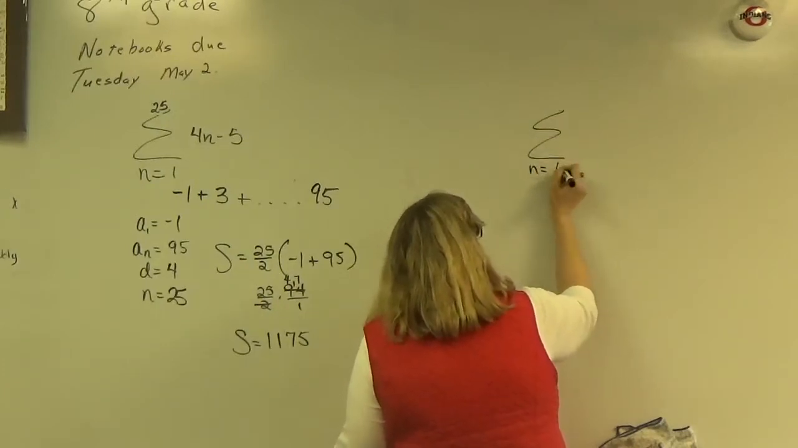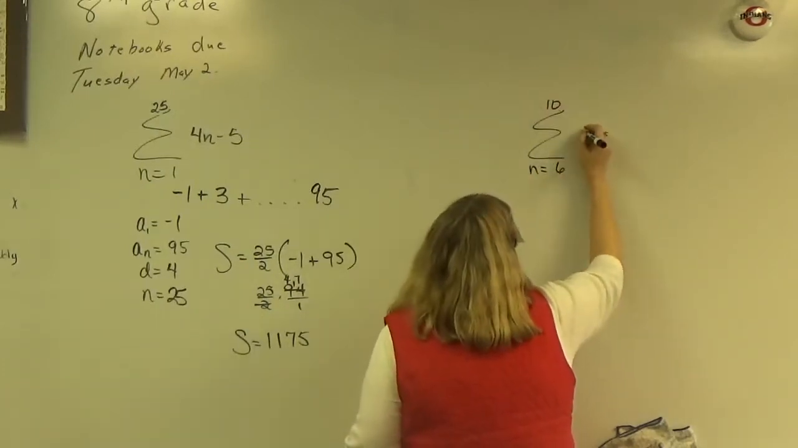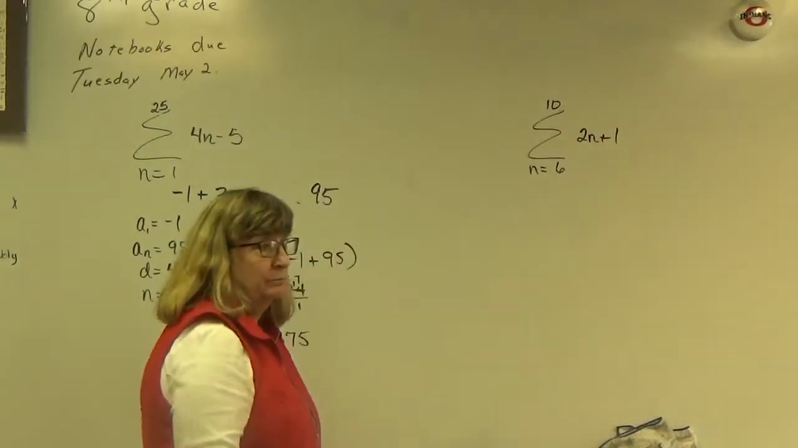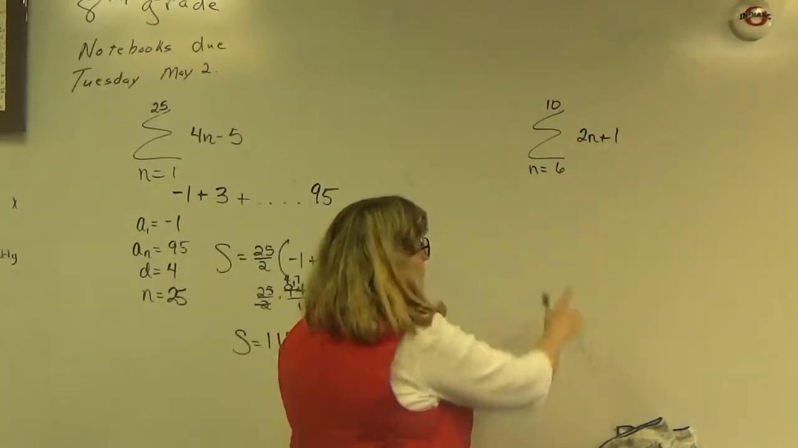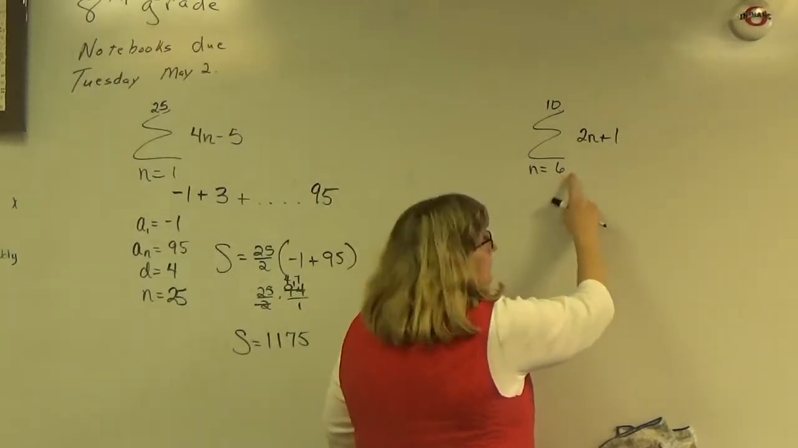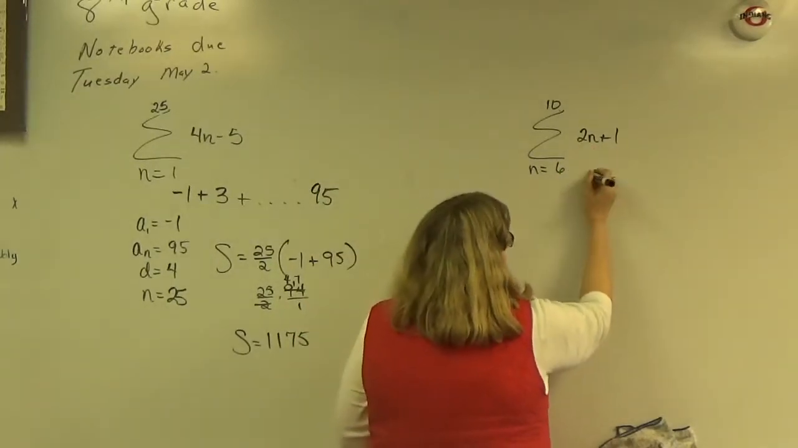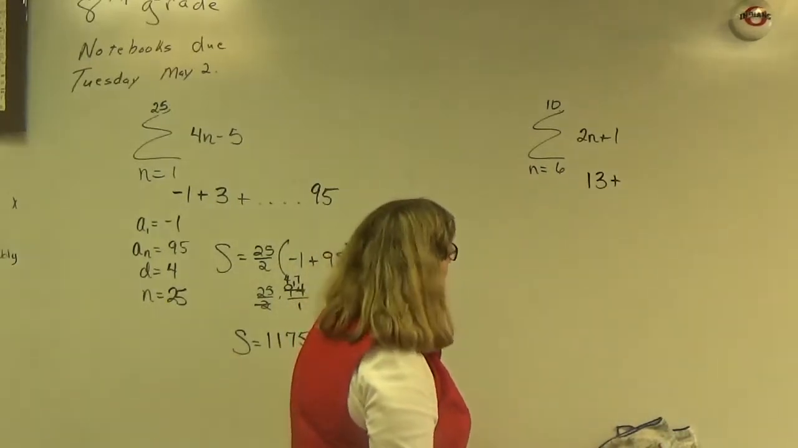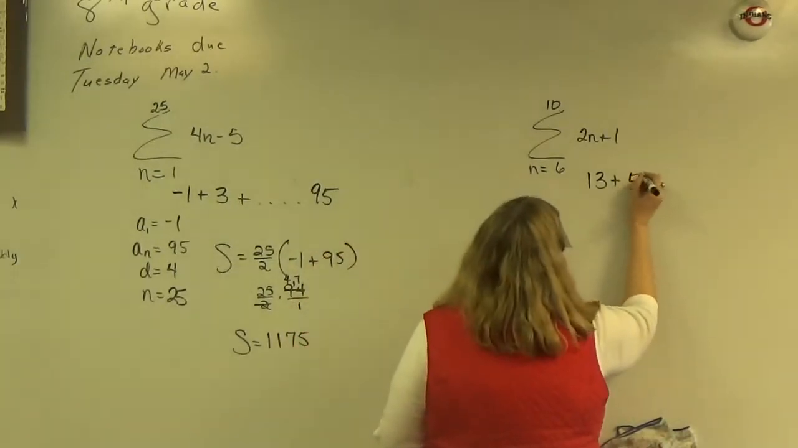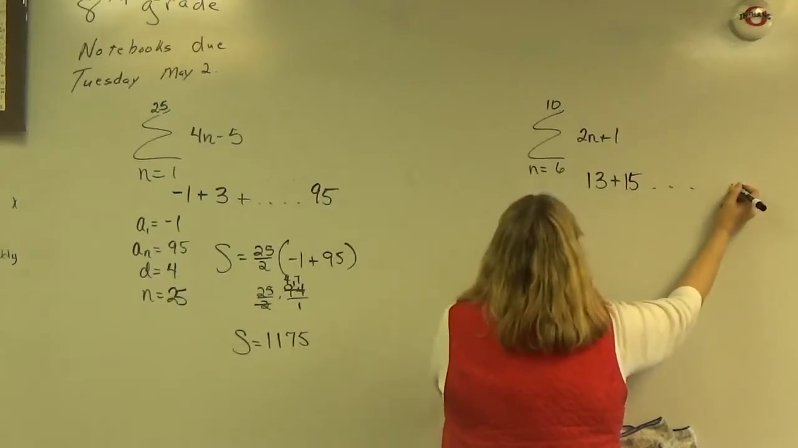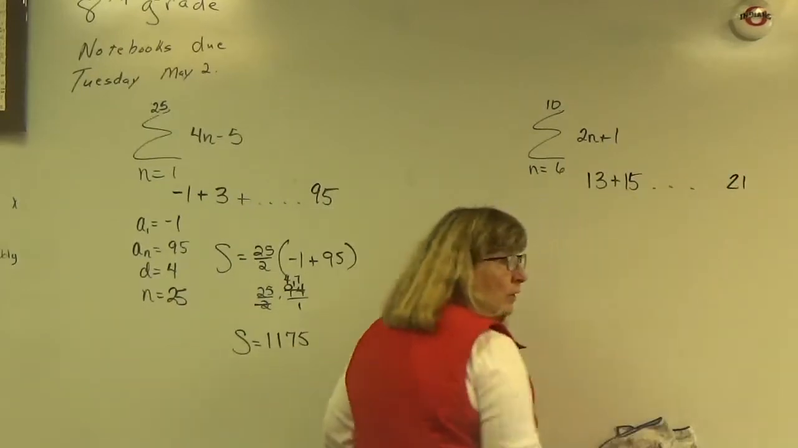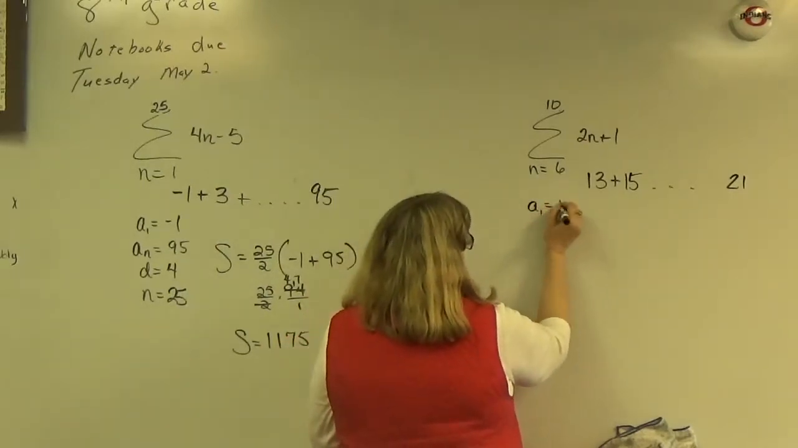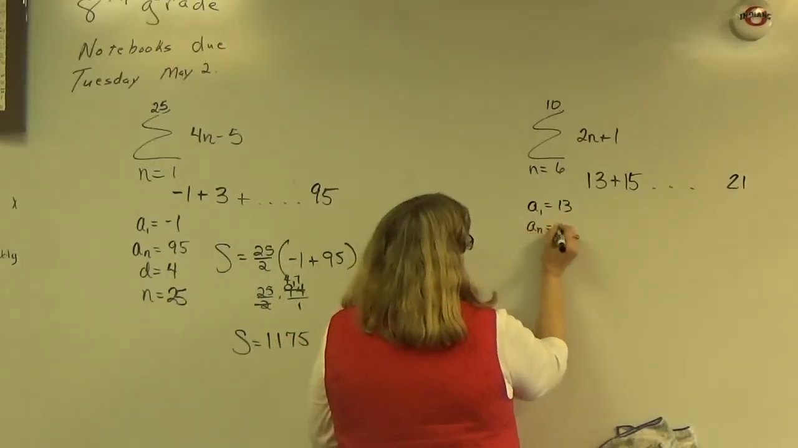What if I said n equals 6 to 10? And it's 2n plus 1. We'll do something simple. So I put 6 in first, right? So 2 times 6 is 12 plus 1 is? Then I put 7, 15. And I know the last term would be 21. Mhm. So the first term is 13. The last term is 21.